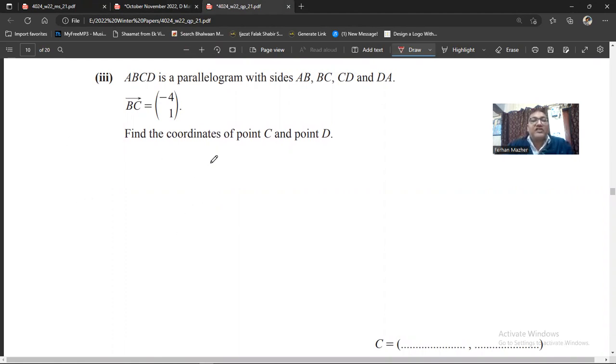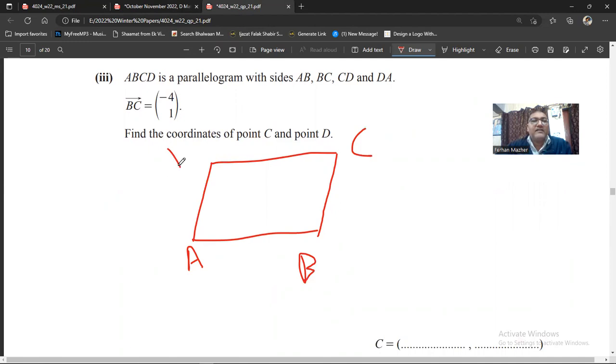Very simple. If I draw a parallelogram according to the name given here, A will be here, then B will be here, then we will have C here, and then D will be here. So I know BC and AD will be equal to each other. Their column vectors will be exactly the same.